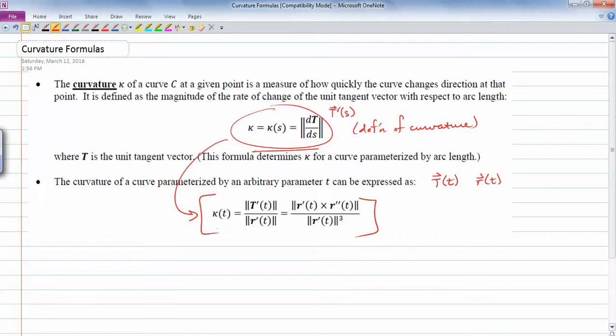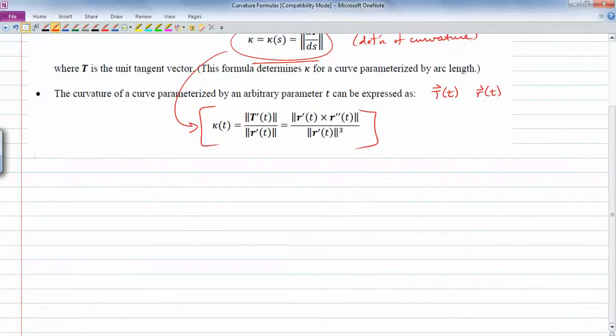Okay? Now, it's complicated, but it uses a lot of pretty good math, so that's why we're going to do this. So first, let's write down the definition again. So kappa, or curvature, equals the magnitude of the rate of change of the unit tangent with respect to arc length. Okay, which is the same thing as T prime of S. Okay, and recall S is the arc length function, and T is the unit tangent function.